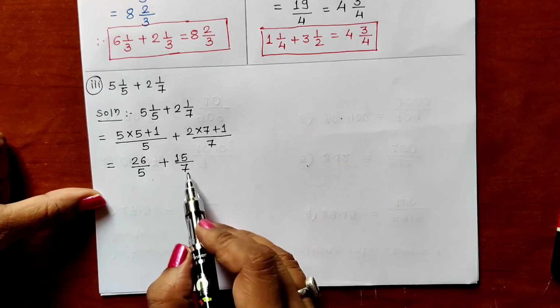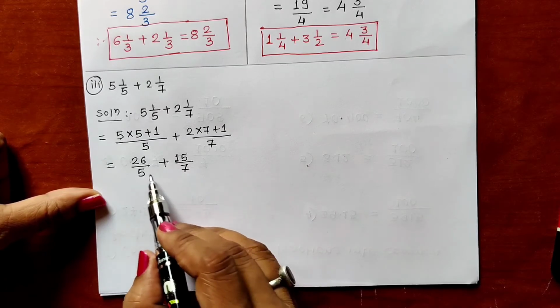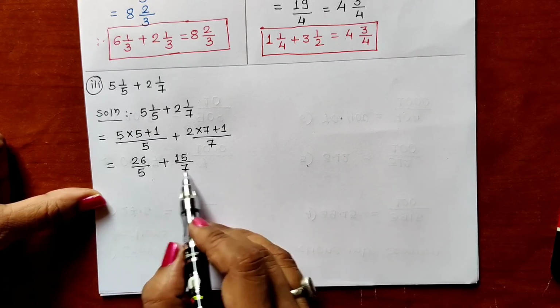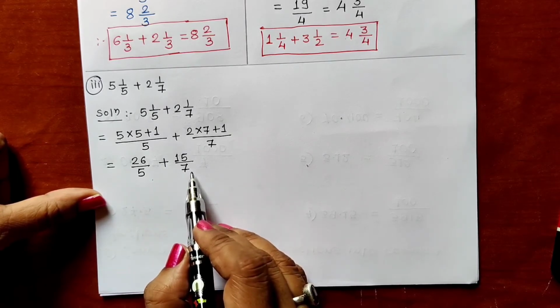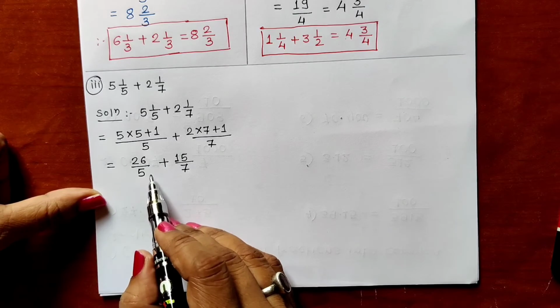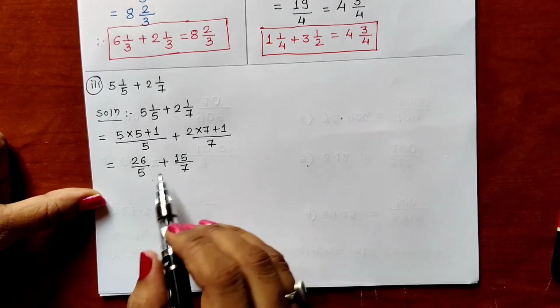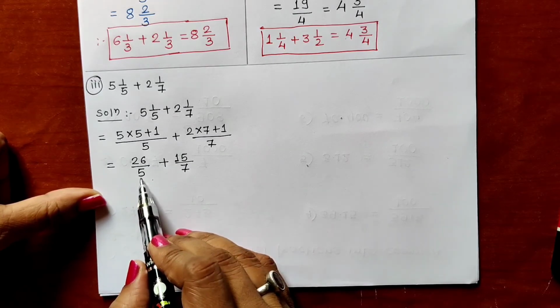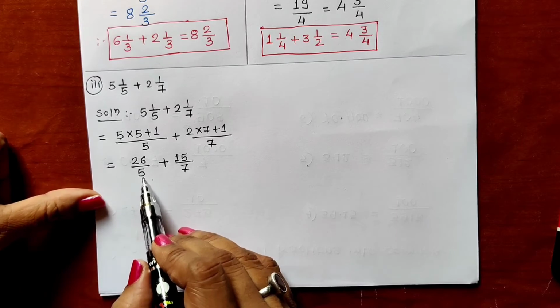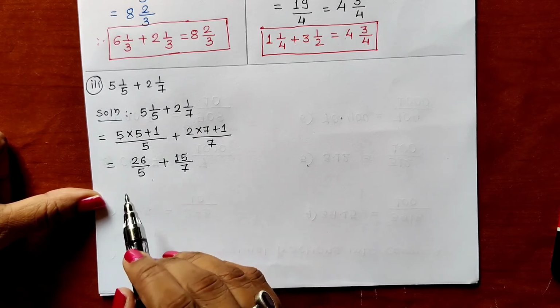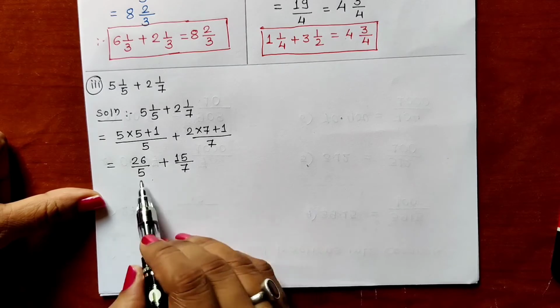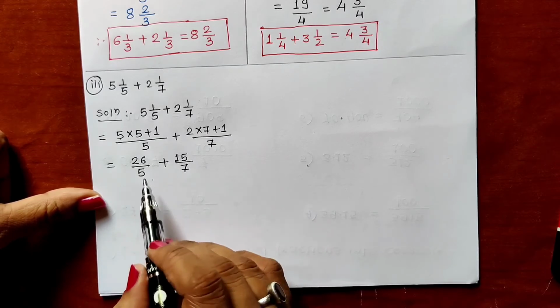While adding, what we have to see? While adding, we have to see that their denominators should be equal. Here we cannot see equal denominators. So we have to make the denominators of these fractions equal. Now if I multiply this 5 by any number, we will not get the answer as 7. And if I multiply 7 by any number, I will not get the answer as 5. Because 5 and 7, both these numbers are prime numbers.